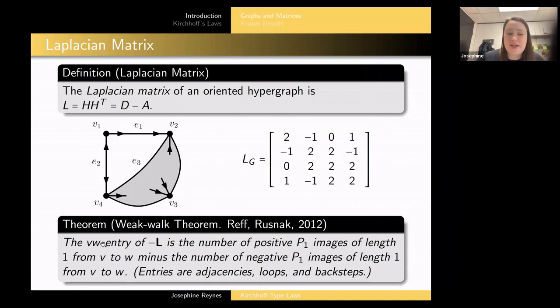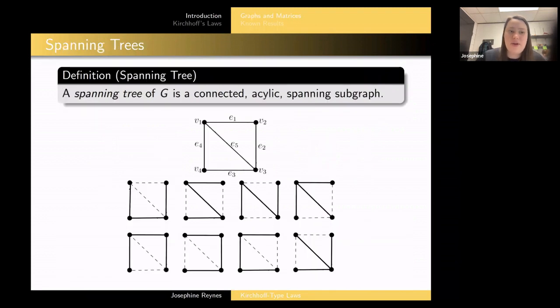And this is nice because it has a weak walk theorem as well associated with it. The VW entry of the negative Laplacian is the number of positive paths of length 1 from V to W minus the number of negative paths of length 1 from V to W. So the entries are actually counting adjacencies, loops, and backsteps, which is just a nice fun fact. So I've been talking a little bit about figures in a graph.